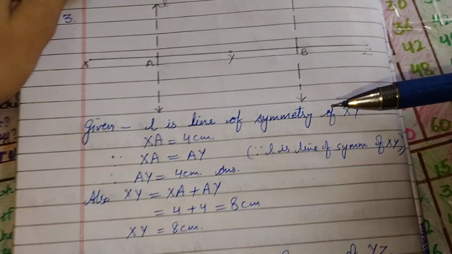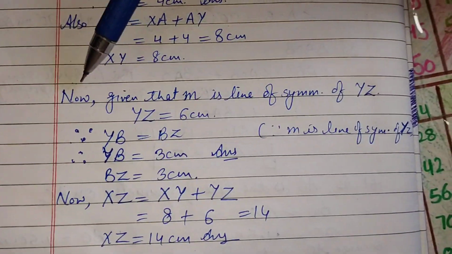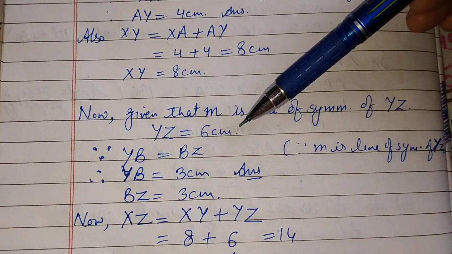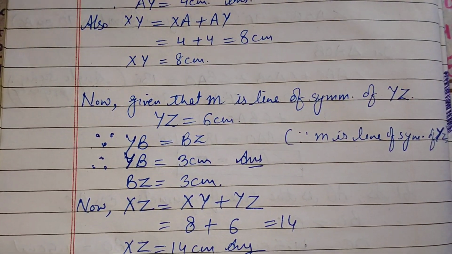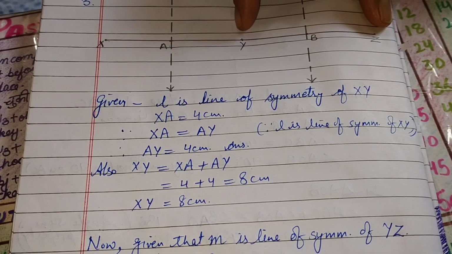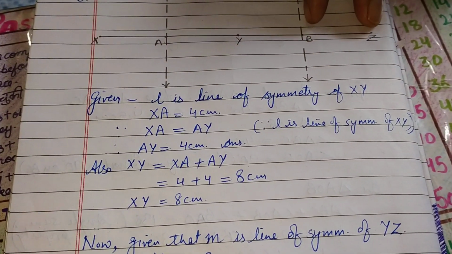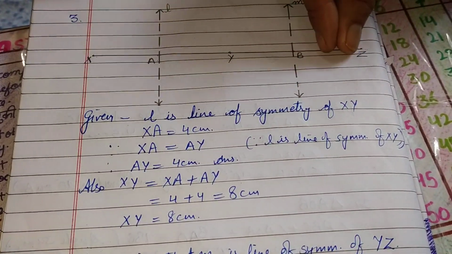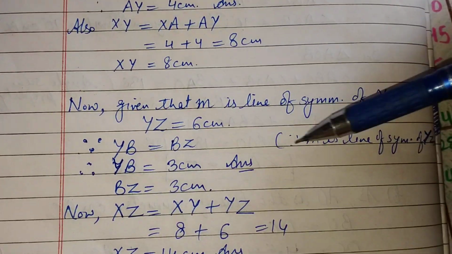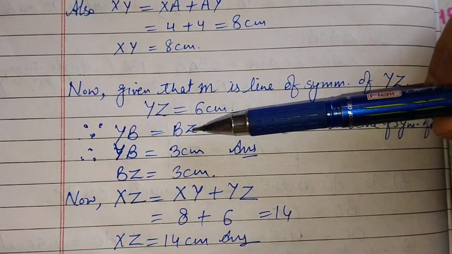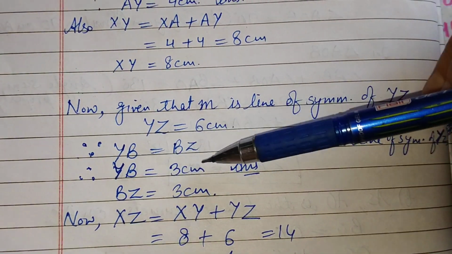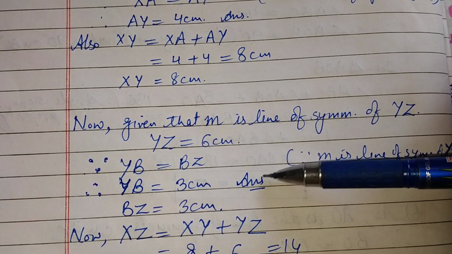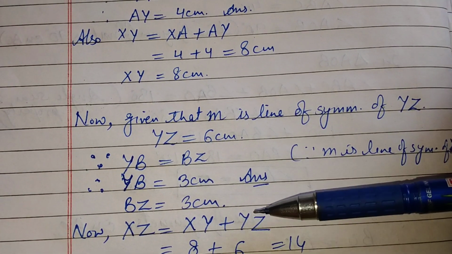Here we will write. Now given that M is the line of symmetry of YZ, and YZ is already given 6 centimeter. See, YZ is 6 centimeter, then this is equal to this because this is the line of symmetry. This is equal to this, 6 divided gives 3 and 3. Clear? Both are equal. YB is equal to BZ. This is 3 centimeter, this is 3 centimeter. This is the answer. One more question is also asked.